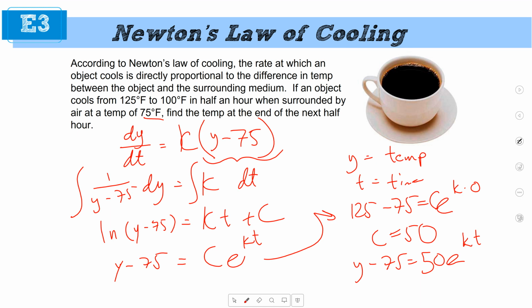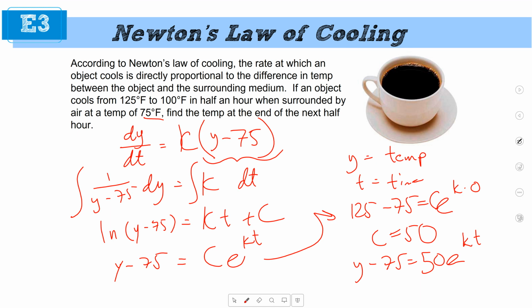Plug and chug, solve for k. Will the value be positive or negative? Why? Remember, k is the growth rate or decay rate. It would be negative because decay.